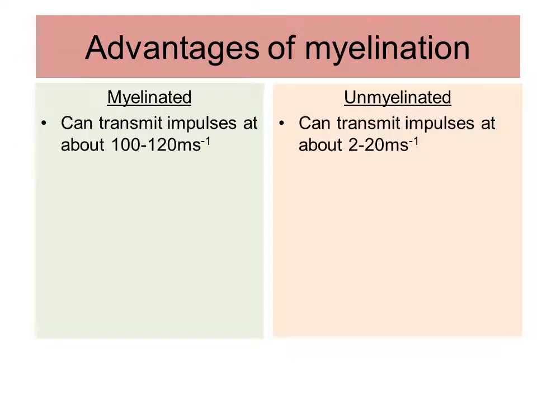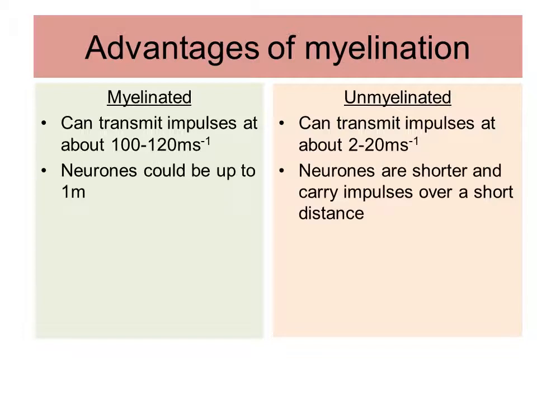So the advantages of myelination. Myelinated neurons can transmit much faster. It was mentioned there about the speeds already. Neurons could be up to 1 meter long, so in myelinated neurons, that makes the movement of the impulse really a massive advantage. In unmyelinated neurons, because the impulse is taking a lot longer to transfer along the nerve, it's fine if the neuron distance is quite short. So for example, the transfer of an impulse from one neuron in the brain to another neuron in the brain doesn't have to be particularly quick because they're so close together, so they don't have to be myelinated.